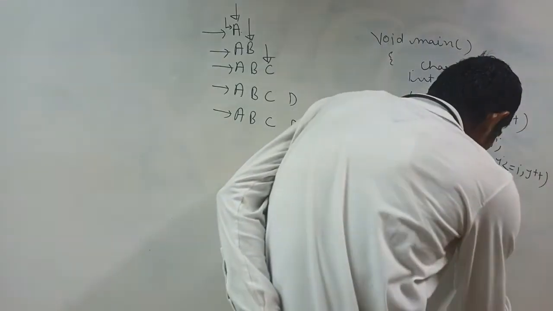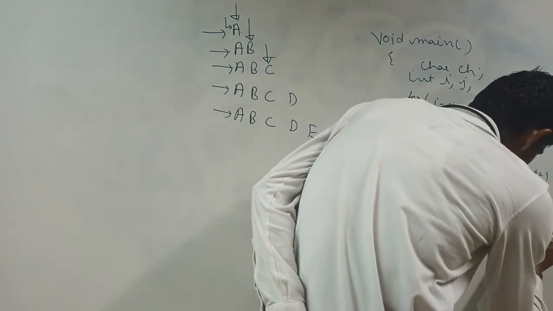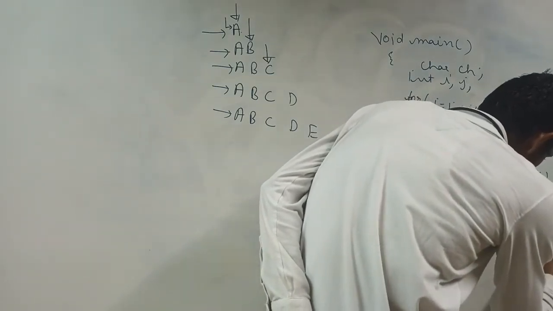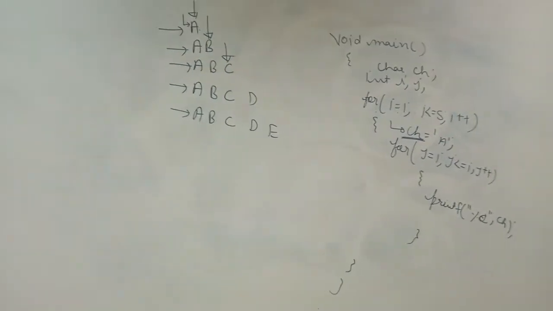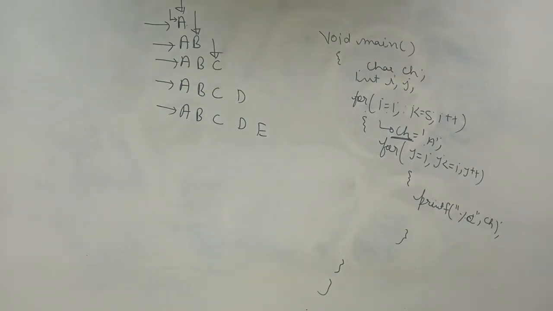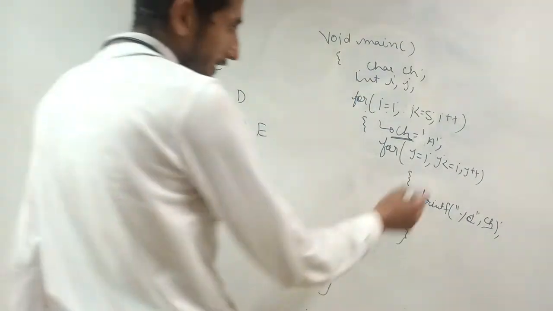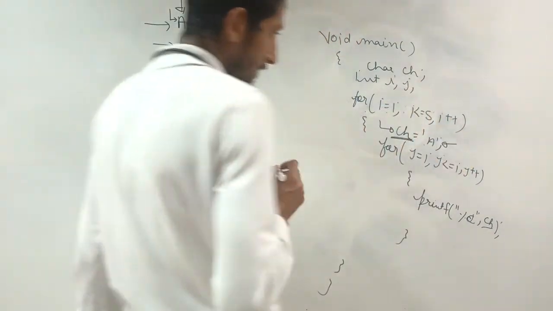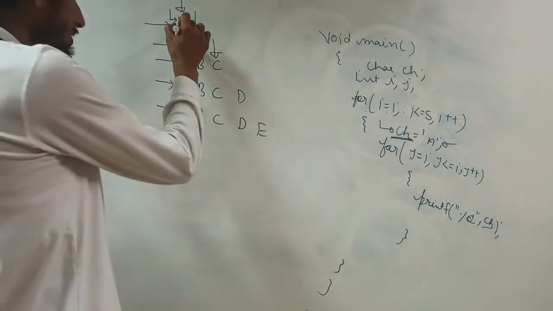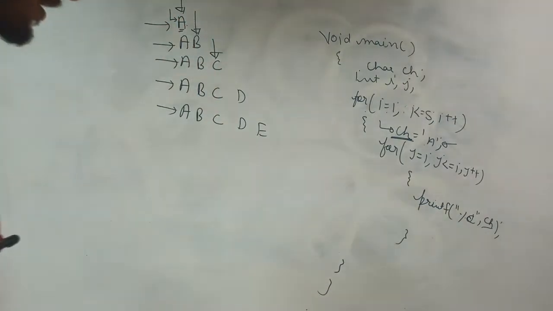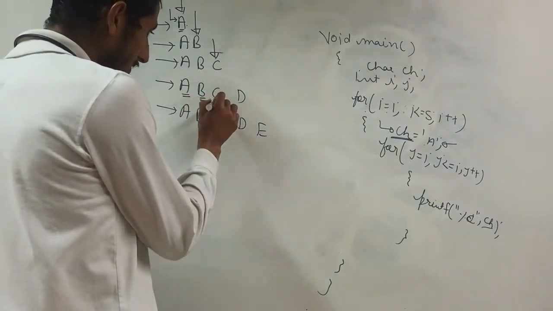What I will do, I will print %c and ch. Let me move the camera slightly. Yeah. So the meaning of this is I am going to print ch, and the value of ch is A. So every time I start a row, I have to put the value of ch equal to A. But the moment I print A, it will print B, C and D.